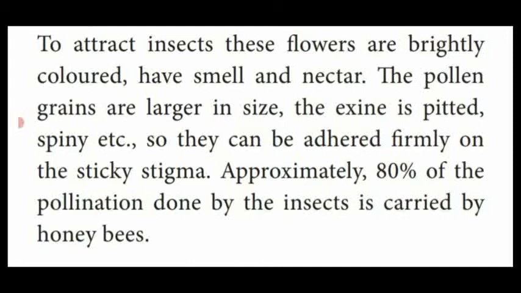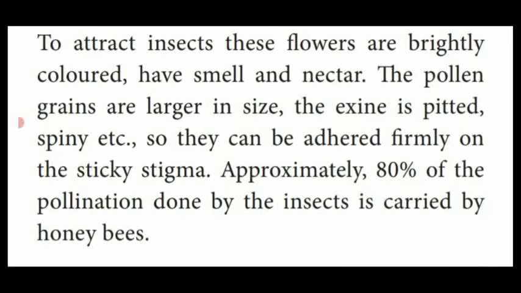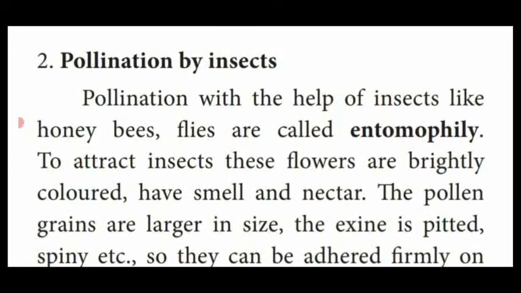Approximately 80% of pollination takes place by insects, that is honeybees. One more question. How many percentage of pollination takes place by honeybees or insects? How many percentage? Answer is 80%. So, this is said to be the pollination by insects, particularly honeybees and flies.